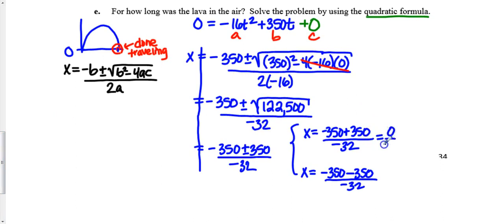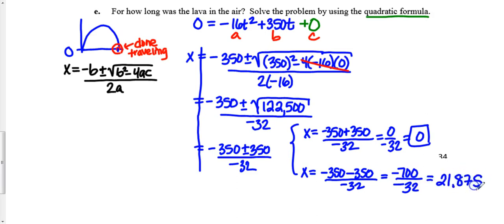Here I get 0 divided by negative 32 is 0. Here we get negative 700. Let's see. Negative 700 divided by negative 32. That's going to be a positive. So I just need to work on 700 divided by 32. And I get 21.875.